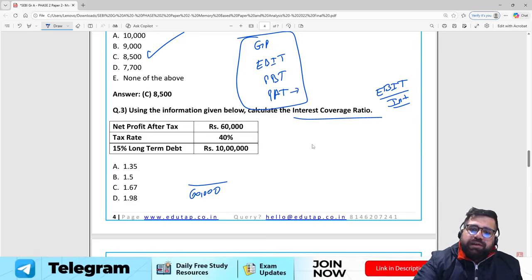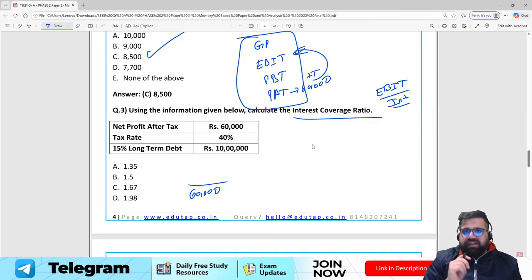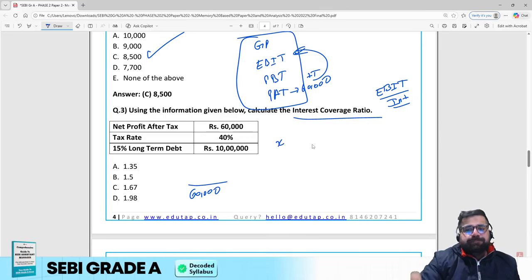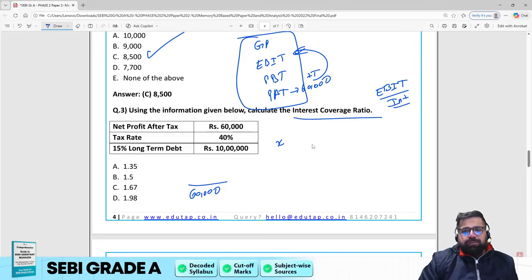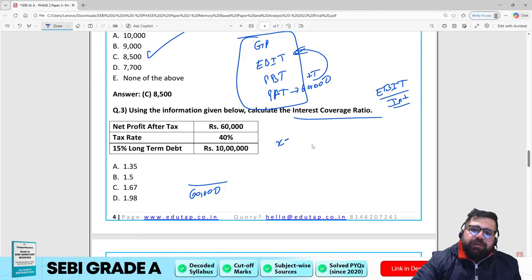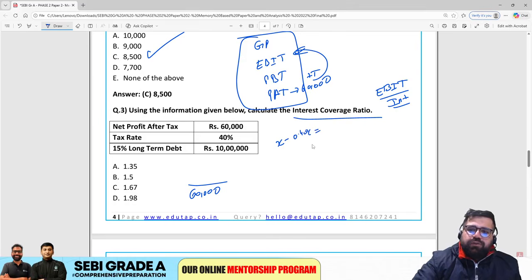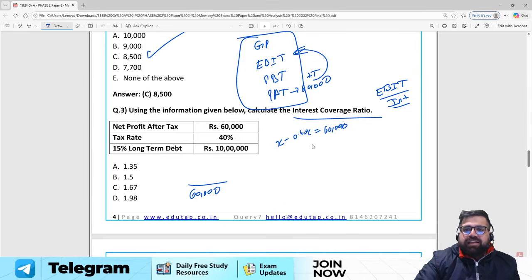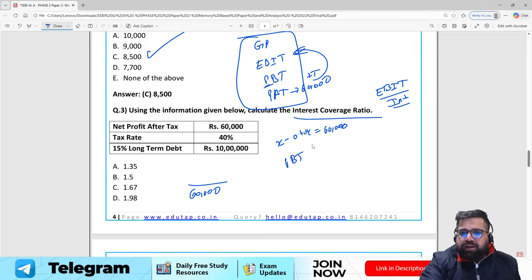So PAT is given to you as 60,000. You have to go to EBIT, right? So first of all, you have to add tax, but tax they have given you in percentage, not directly. So what you can assume is, let my profit before tax be X. Let my profit before tax be X, minus 40% of X equals what? Profit after tax, which is given to me as 60,000. The difference between profit before tax and PAT is tax only, right? So our tax rate is given, not an absolute number.